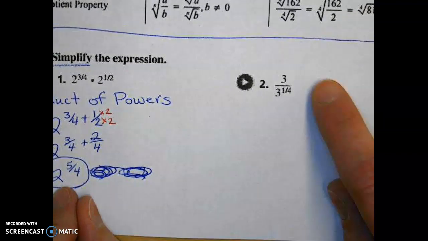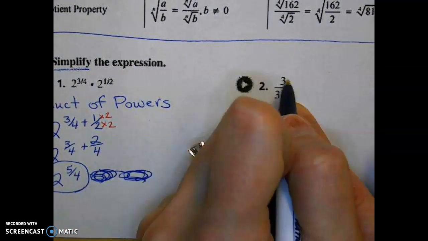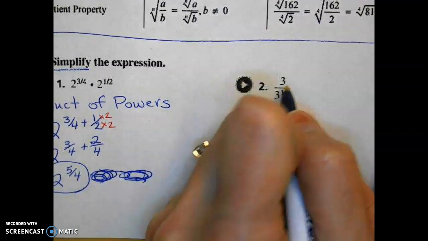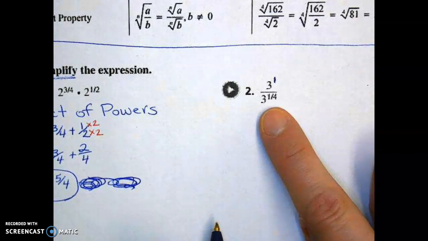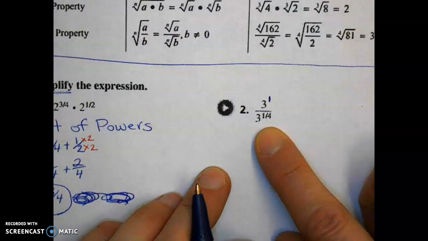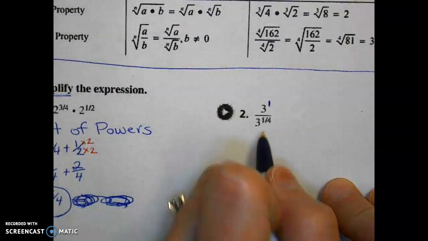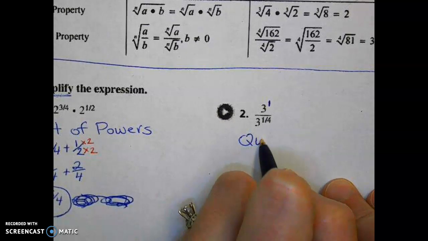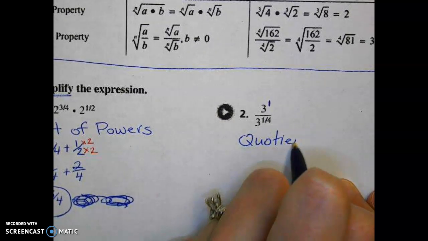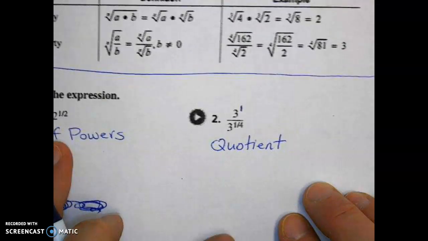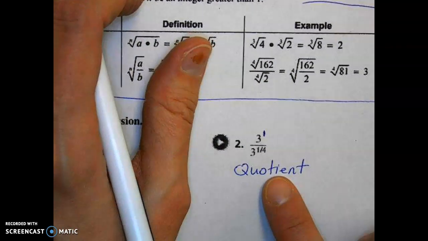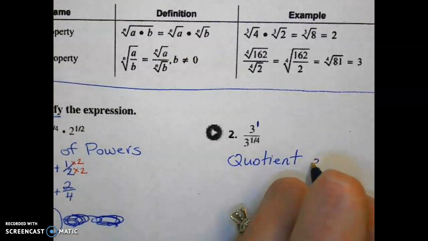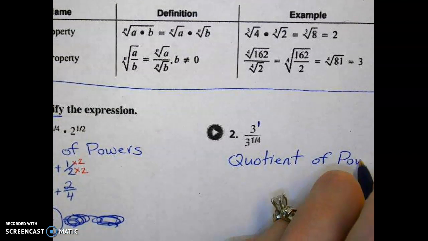Okay, now this one, this has 3 on the top. Isn't that like 3 to the first power? And then this is 3 to the 1/4 power under it. This is a division problem. This is a quotient one. Quotient's like dividing. So we gotta look up above and try to figure out how we're gonna do this one. This is a quotient of powers one.